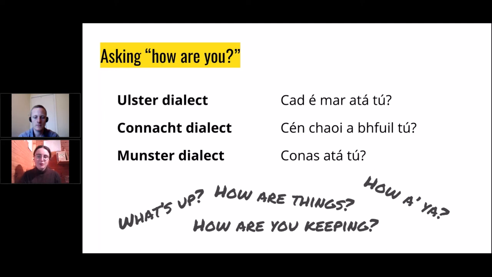But anyhow, when it comes to Irish, here's how it goes. As you can see, the three of them look different. They all start with C, and that's I suppose the biggest similarity between the three of them, and they all end in two. I'll just say the three of them, and forgive my poor Ulster attempt. Kajemarta too, that's my take on how they would say that. Connacht dialect, Kehwulto. Munster dialect, Kunasatatu. So they all sound different as well, as is obvious.